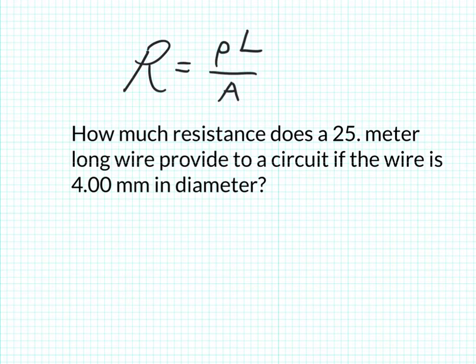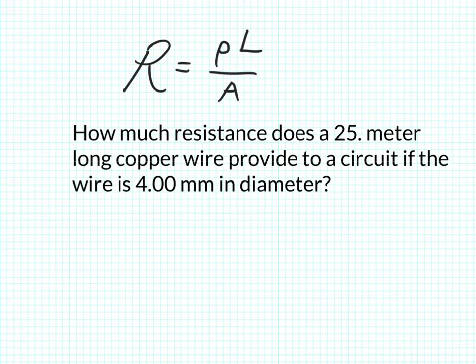This is pretty much a straightforward plug and chug. We have the length right here. We can use the diameter to find the area, but the resistivity of copper, whoops, it looks like I forgot to say that it's copper, but the resistivity of copper, well, we're going to have to look it up. So get out your reference.